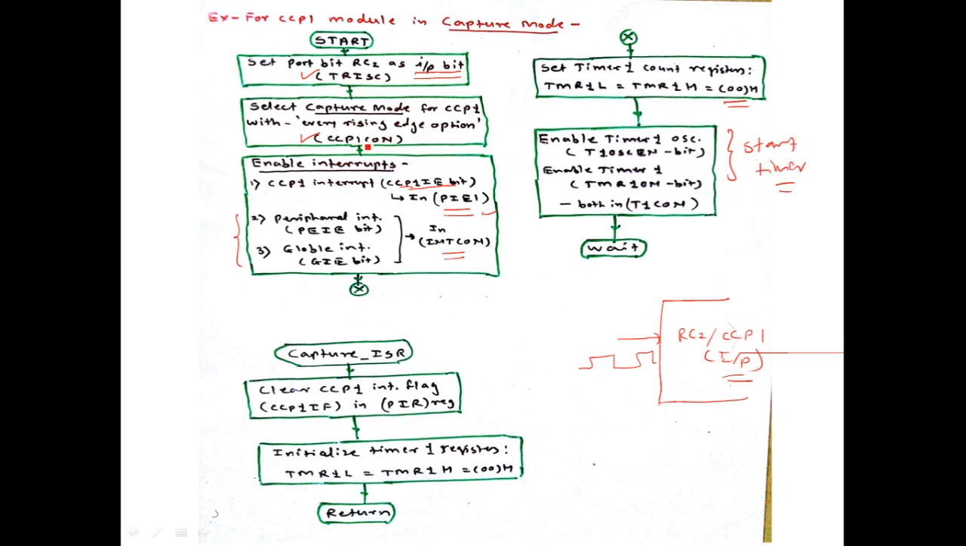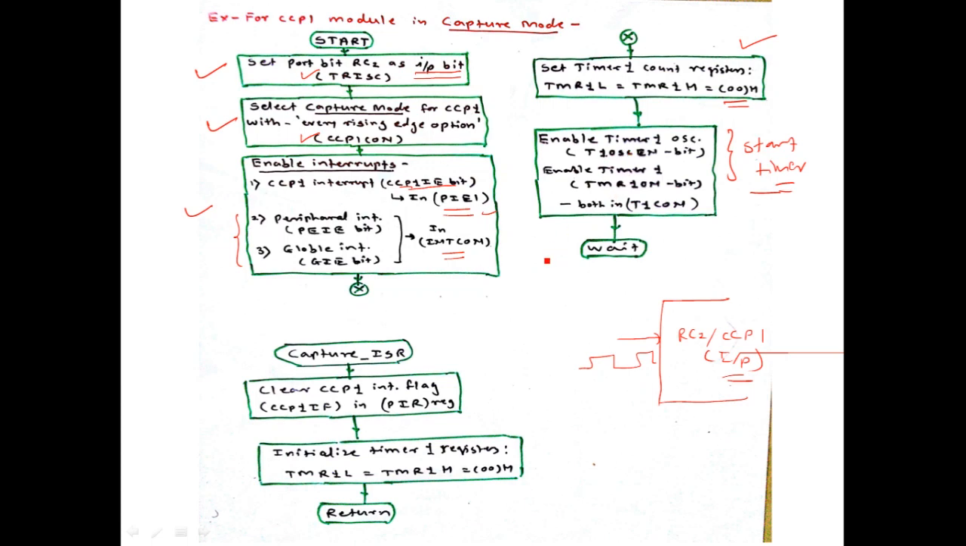Okay, so that's what you have done. You have configured the port C pin as an input pin. Then you have put the bit pattern in the CCP control register to configure the CCP module to operate in the capture mode. Then you have enabled the interrupts. Then you have configured the timer and then started the timer. Okay, then your main program is over.